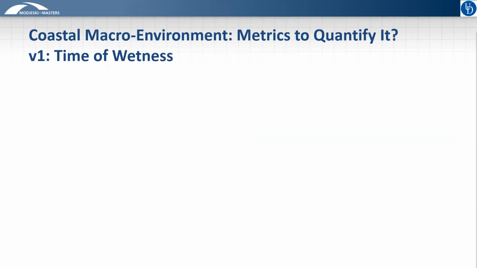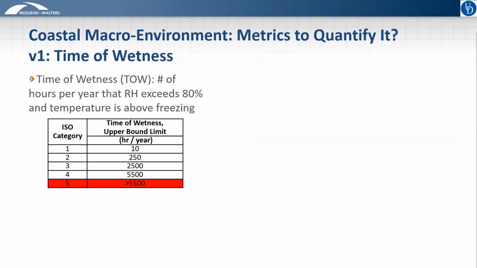To get more specific, we have two possible definitions of humidity. The first is based on time of wetness, where time of wetness is the number of hours per year that the relative humidity exceeds 80% and the temperature is above freezing. With 60% time of wetness, equaling 5,500 hours per year, being generally accepted as a threshold for concern. And this is labeled as category 5 by the International Standards Organization, or ISO.